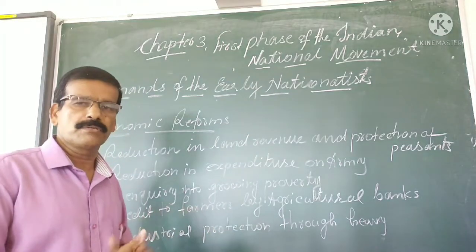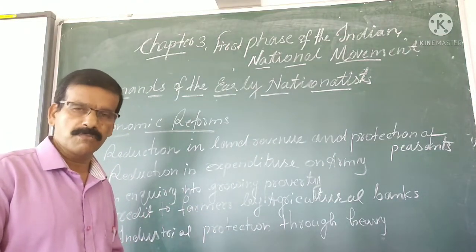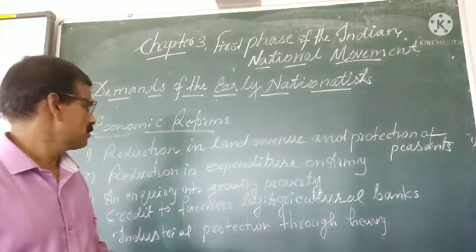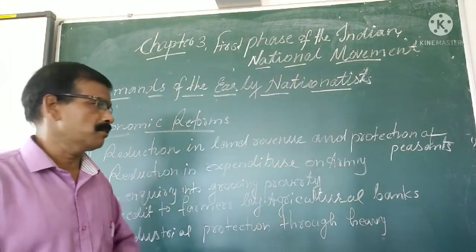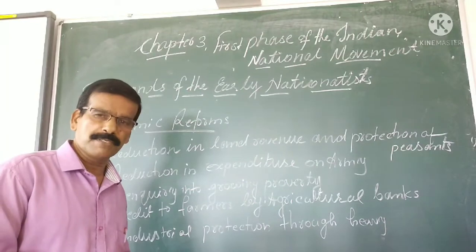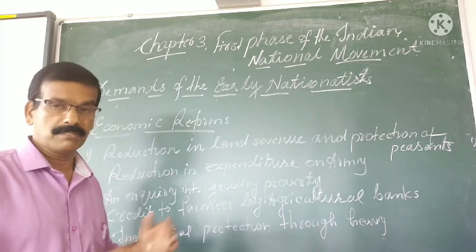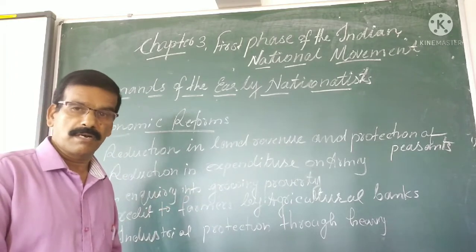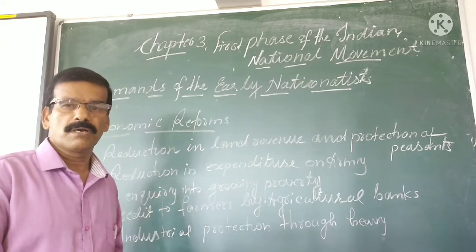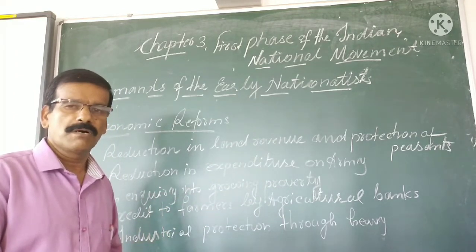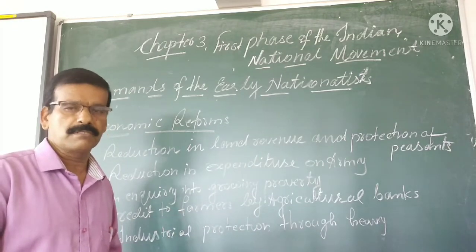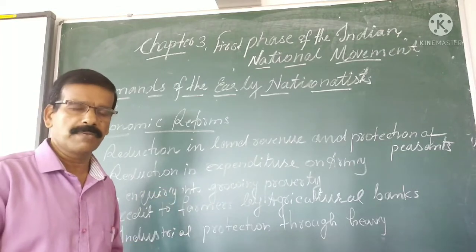Next I am going to explain the economic reforms of the early nationalists. The first is the reduction in land revenue and protection of peasants against the unjust demands of zamindars. Means the British government was collecting more land revenue, and the zamindars also demanded more from the peasants. So that should be dropped. That was one of their main demands.